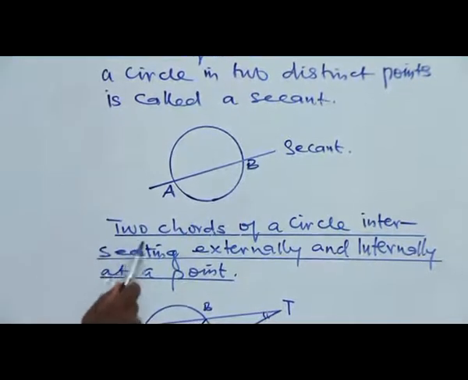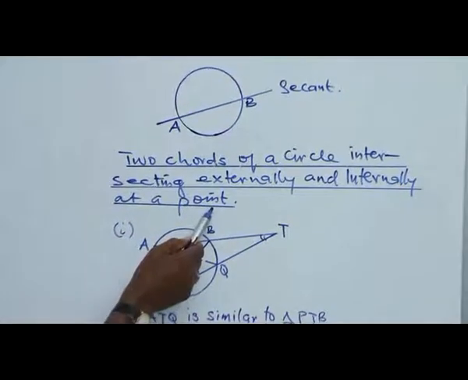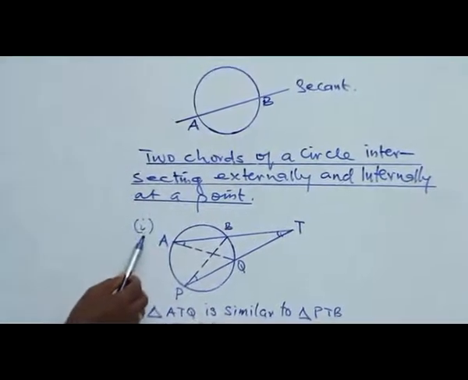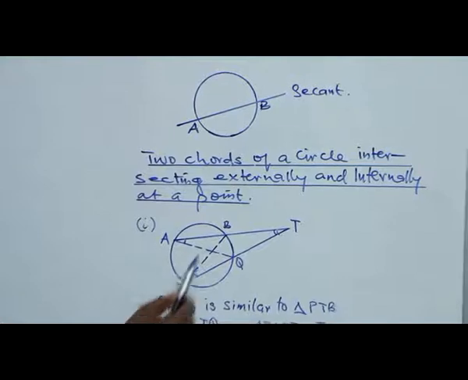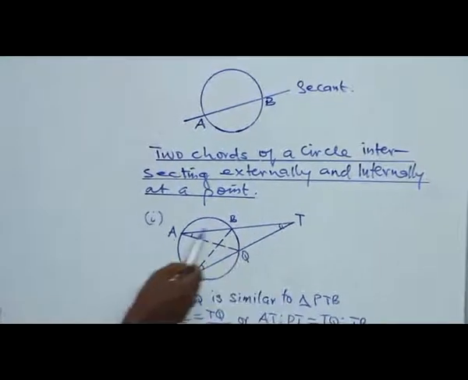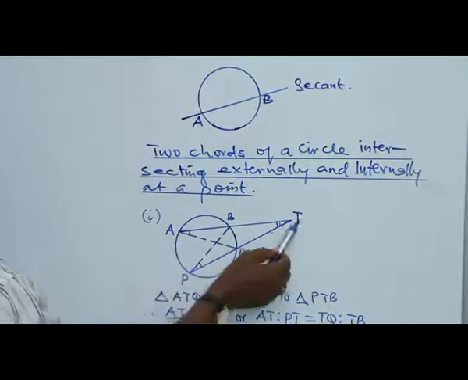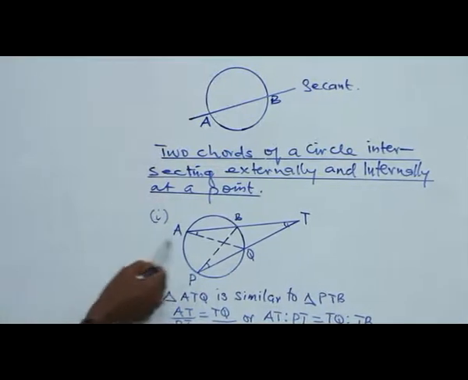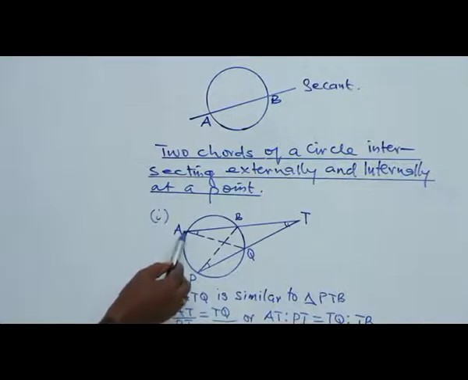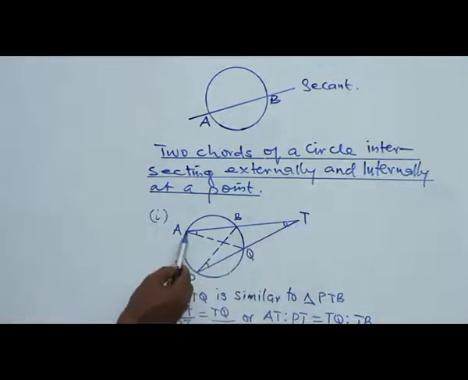Now, we look at two chords of a circle intersecting externally and internally at a point. We take the first case. Here is a circle, ABQP, and there is an external point. And this chord, when it ended here, it continued. Because it's from an external point, it didn't cut across like this. Take note, neither did it do this. But it ended at point A and point P from the external point T. So these are two chords meeting externally.